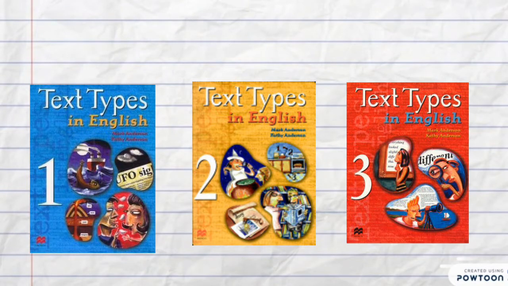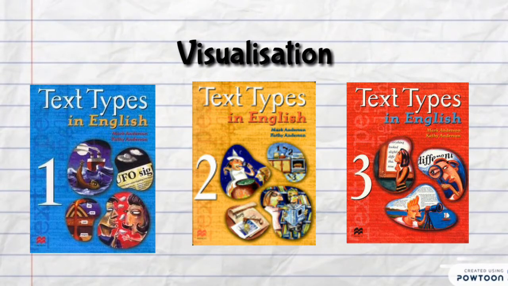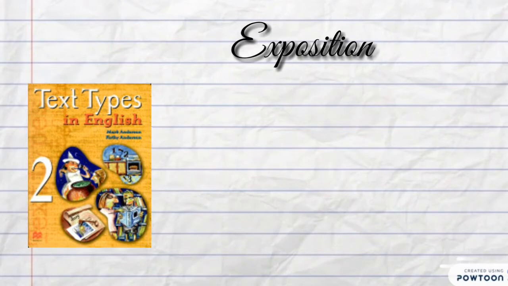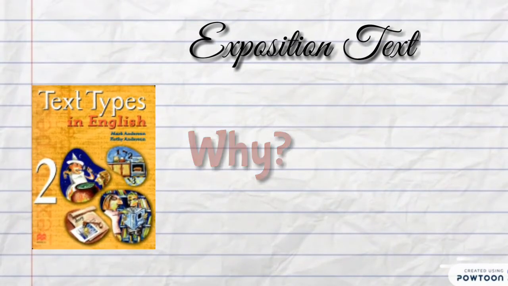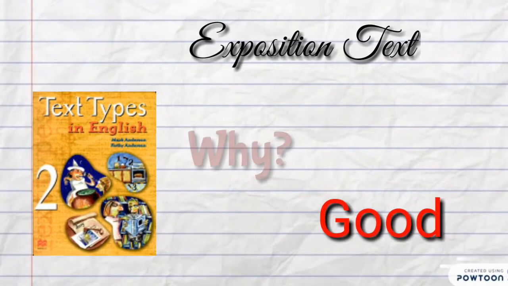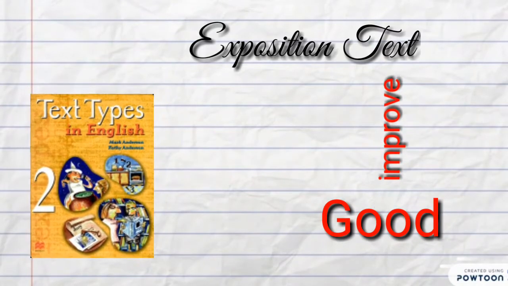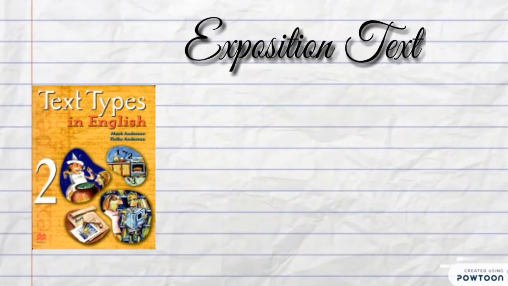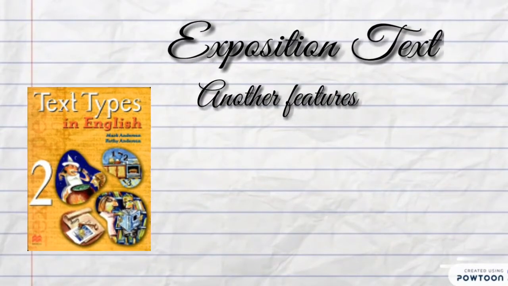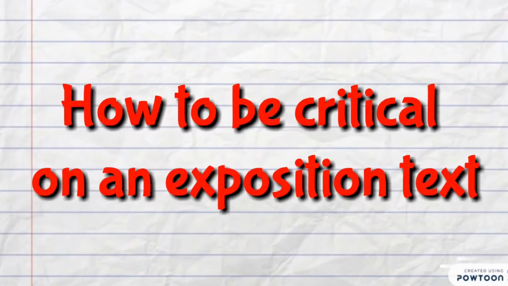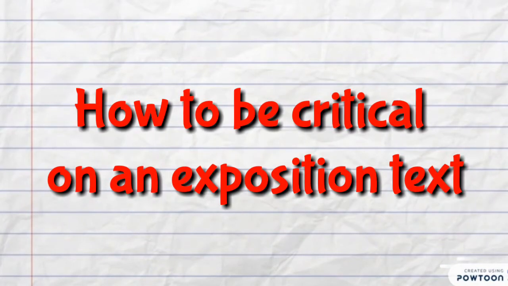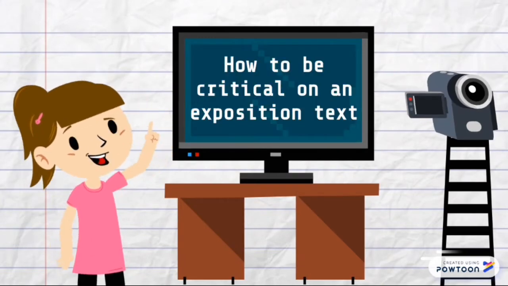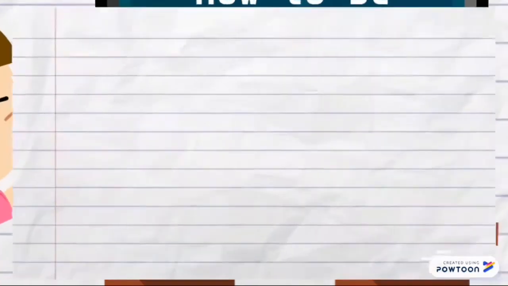So, on this video, I want to make a visualization from one of the materials in the book Text Types in English 2. That is about exposition text. The reason why I chose this book is because this is a very good book to improve our skill in writing an exposition text. Not only does it discuss what exposition text is and other features of exposition text, this book also tells us how to be critical of an exposition text. So here is the visualization of the material about how to be critical of an exposition text from this book.